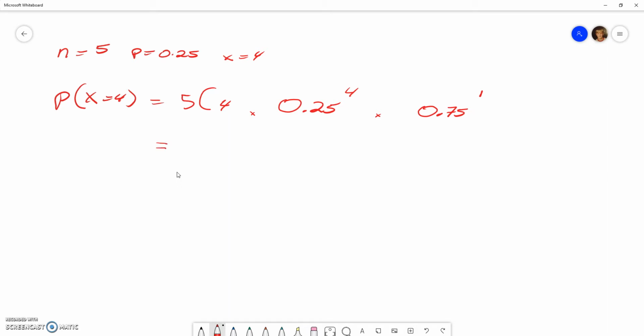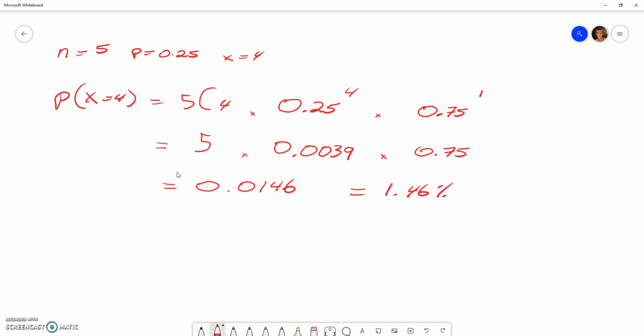5C4, we can do that the long way, 5 factorial divided by 4 factorial, or we can just use the function on our calculator. We'll get a value of 5. The middle part, 0.25 to the power 4, it's always a good idea to go to at least 4 decimal places here. And 0.75 to the power 1 is just 0.75. So this answer, the probability of getting exactly 4 is 0.0146. So slightly less than, we can change that to percentage if we want, slightly less than 1.5%. We got exactly 1.46%.